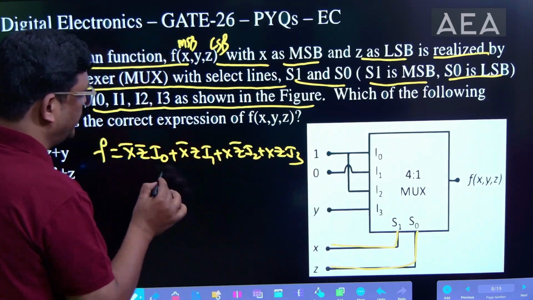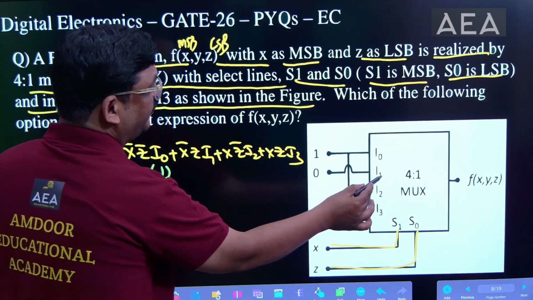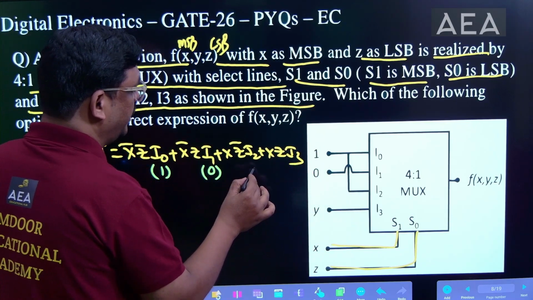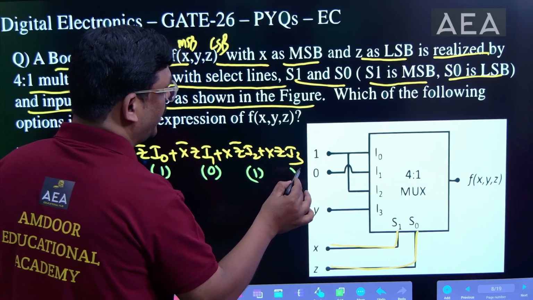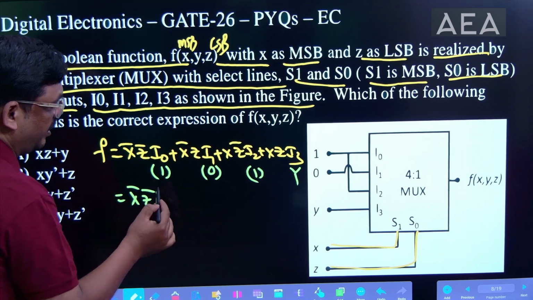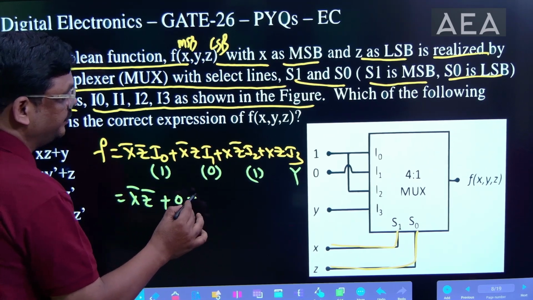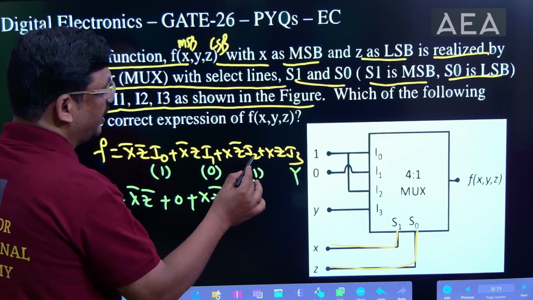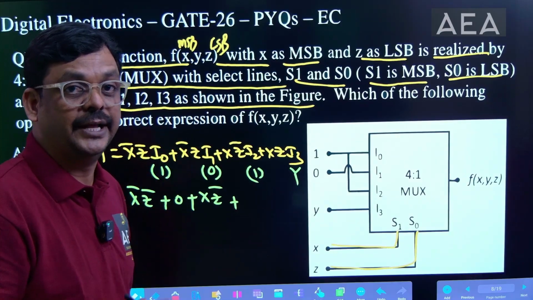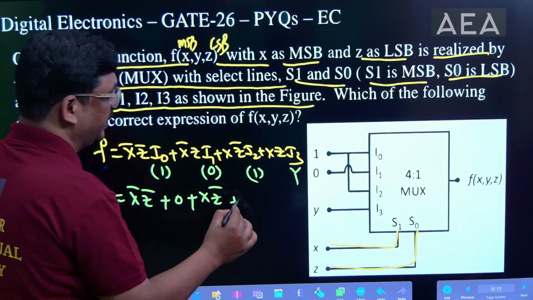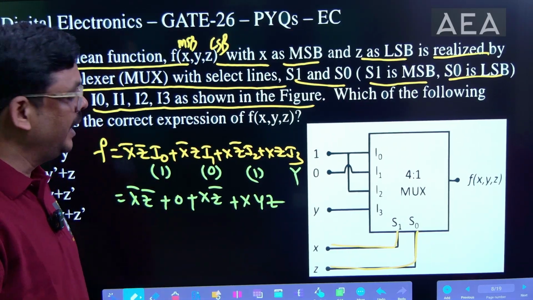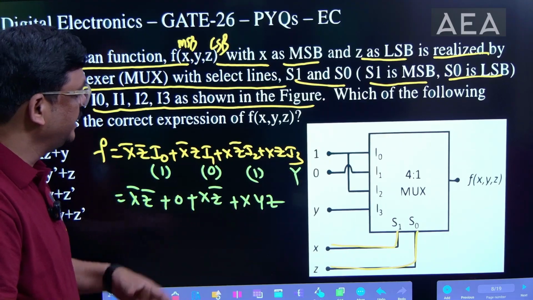Now here I0 is 1, so I am substituting 1, and I1 is 0, so this is 0. I2 is also 1, so I am writing 1, and I3 is Y. Replacing all of this, the equation is: X bar Z bar times 1, plus this becomes 0, plus X Z bar times I2 which is also 1, and here the I3 value is Y. We have to write in order; compulsorily you have to follow the order X, Y, Z. That's why I'm writing X, Y, Z here. Then simplify this using Boolean algebra techniques.